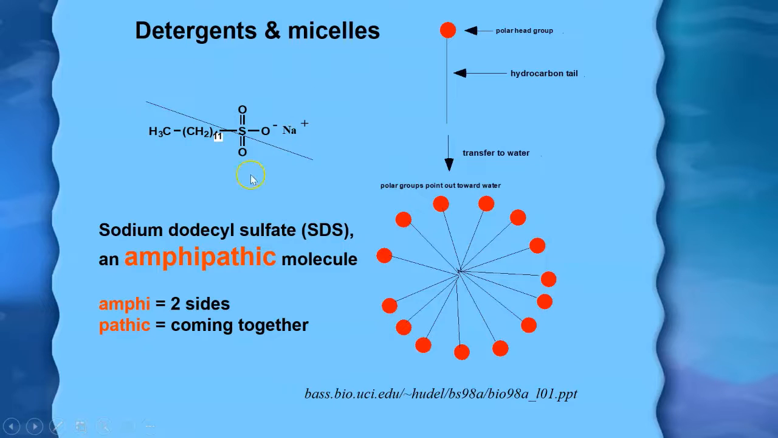So this is a very common detergent, sodium dodecyl sulfate, SDS. This is what we call an amphipathic molecule. Two sides coming together, a polar side with the sulfate and a non-polar side with all these C's and H's. So any dirts and oils that are non-polar get caught up inside this micelle and then are able to wash down the drain because they're inside all these hydrophilic heads.